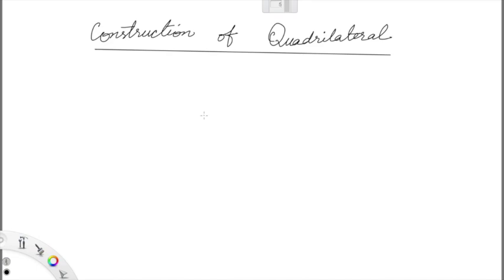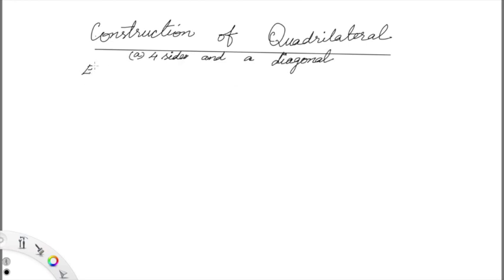Shall we start the class? Today, we'll do the construction of quadrilateral. Yes, children. In general, to construct a quadrilateral, we need four measurements. Only if four measurements are given, we can construct a quadrilateral. When four sides and a diagonal are given, how to construct a quadrilateral?